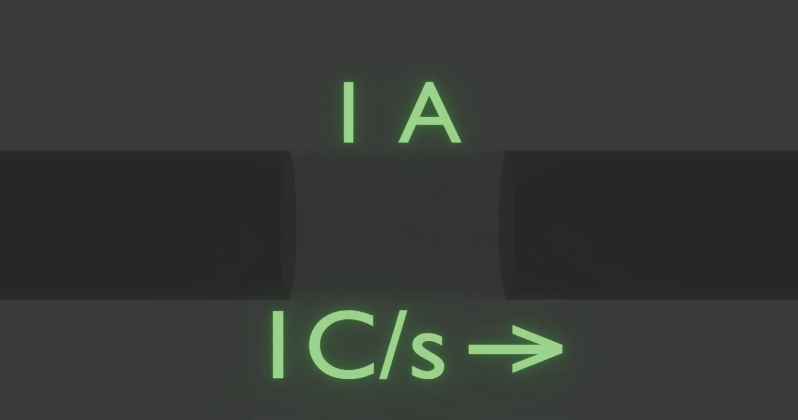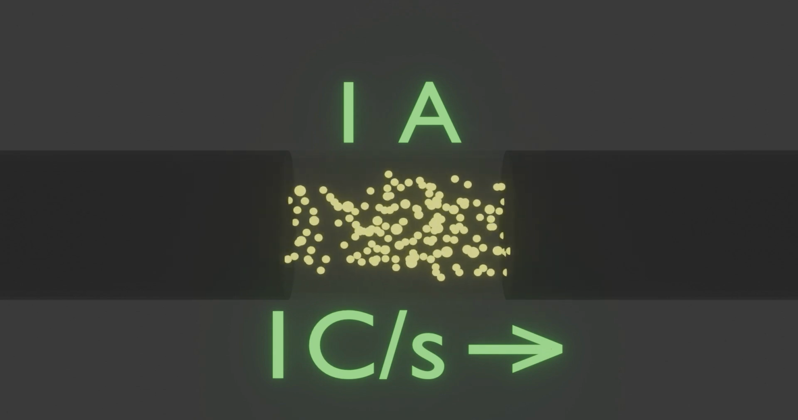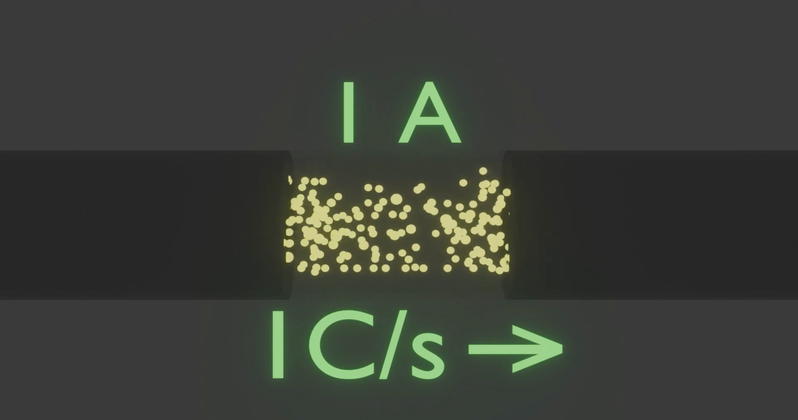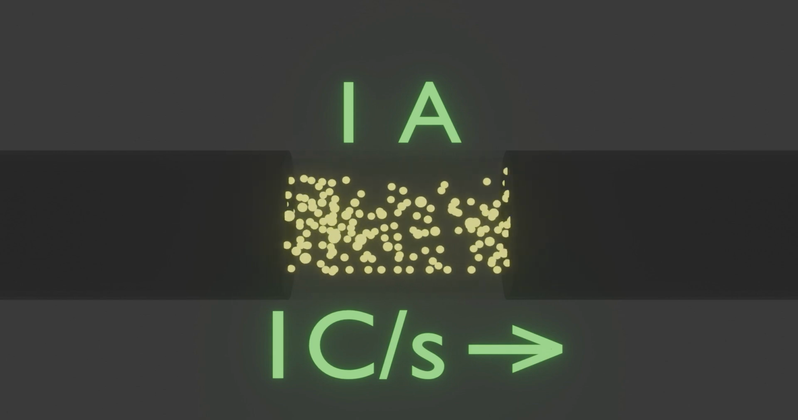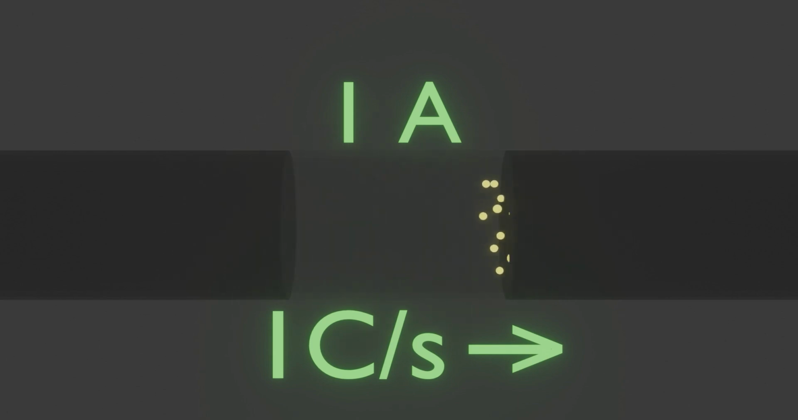Imagine a wire. This wire has an electric current of 1 ampere, meaning that 1 coulomb is traveling through it per second. 1 coulomb is about 6.2 quintillion electrons, so this wire, with an electric current of 1 ampere, would have 6.2 quintillion electrons traveling through a point per second. The ampere is the flow of electrons, the electrons moving from left to right, and the coulomb is the amount of electrons themselves.